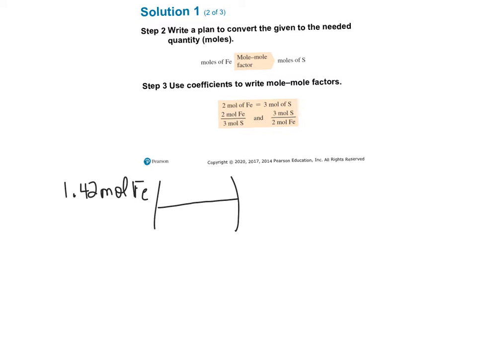The coefficient for iron was 2, so 2 moles of iron on the bottom, and the top is going to be 3 moles of sulfur. So moles of iron can cancel. We're going to take 1.42, multiply by 3, and then divide by 2. You have to do both on top and bottom. I put that in my calculator, and I come up with 2.13 moles of sulfur.